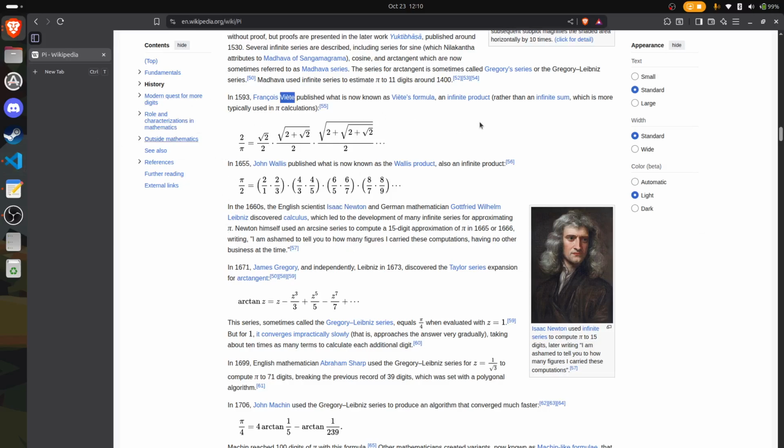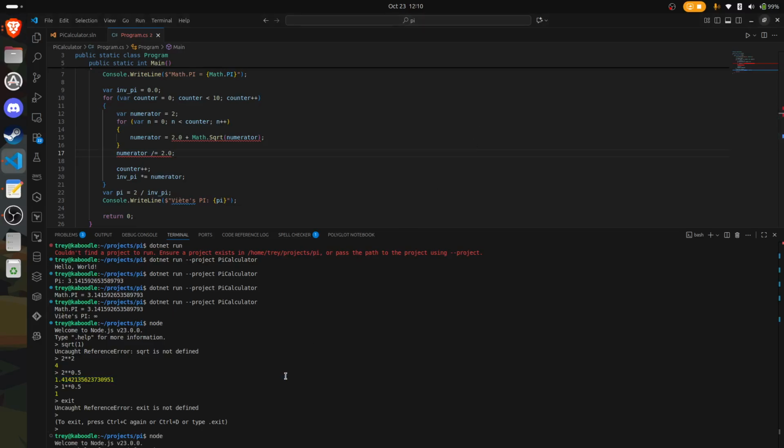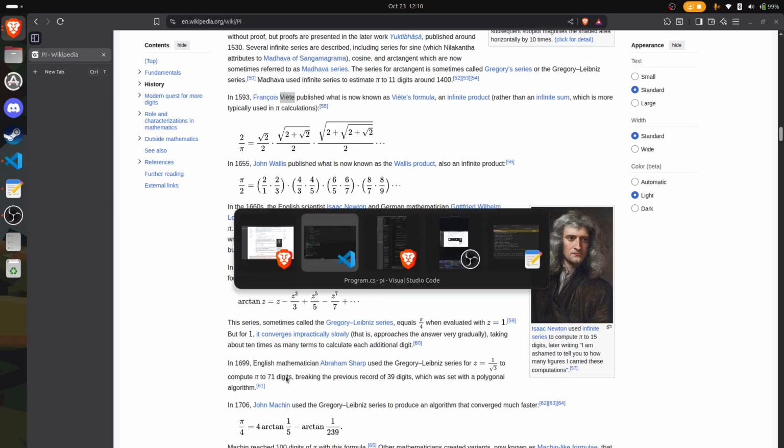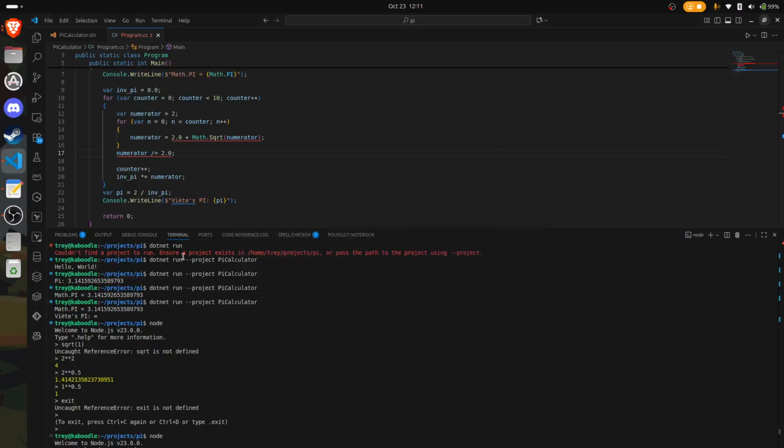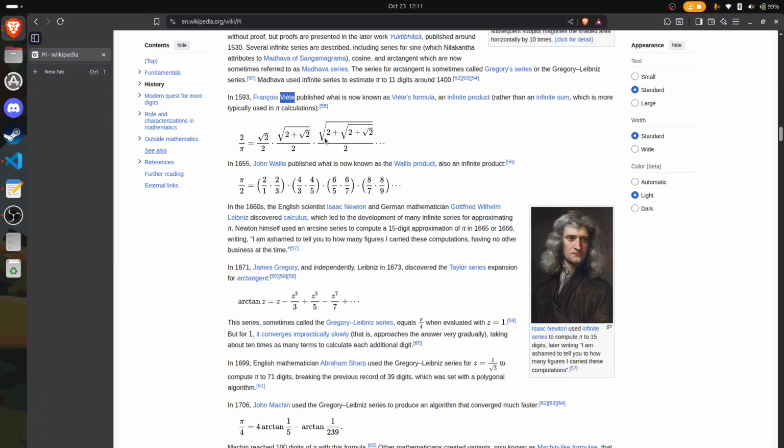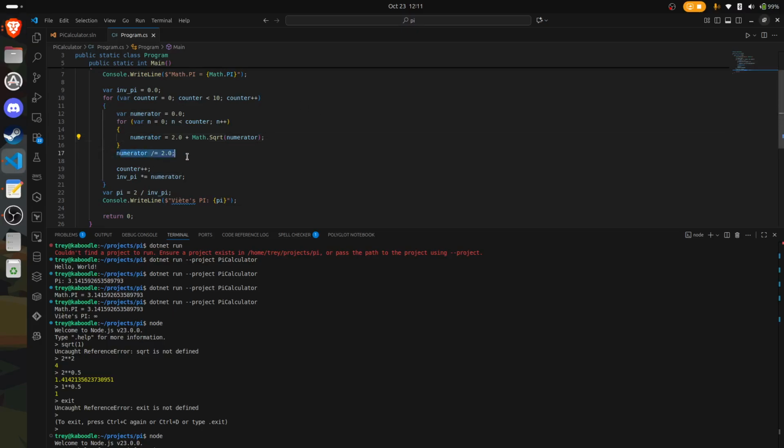Two plus the square root of anything that came before. Square root of 0 is 0. I can do that. Just want to make sure. First iteration, 2 plus the square root of 0, so it's just 2. And then the next iteration, it'll be 2 plus the square root of 2. And then the next iteration will be 2 plus the square root of 2 plus the square root of 2. And when it's done creating the sum for the numerator, it'll divide by 2.